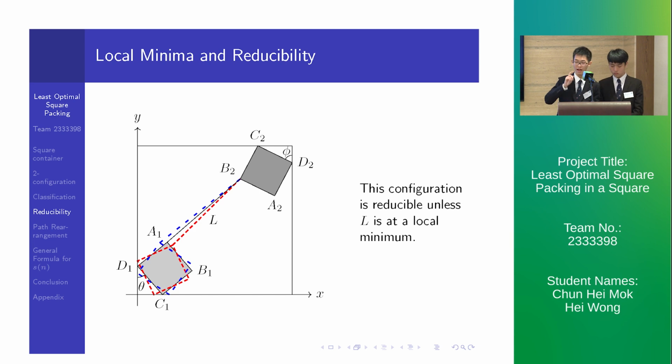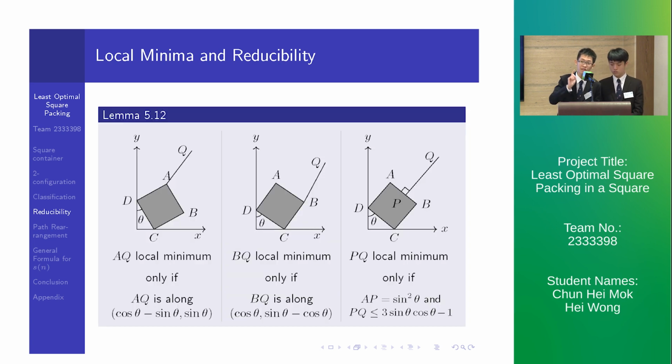Now, let's identify some reducible configurations. Consider when we slightly increase and decrease the angle theta. If we can change theta in the direction that reduces L, then the configuration is reducible. This is always possible unless L is at a local minimum. Therefore, when we consider irreducible configurations, we can apply the condition of local minima and, using lemma 5.12, impose a restriction in the configuration's geometry.